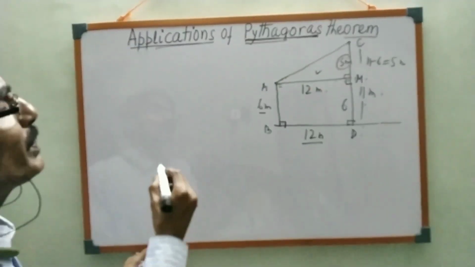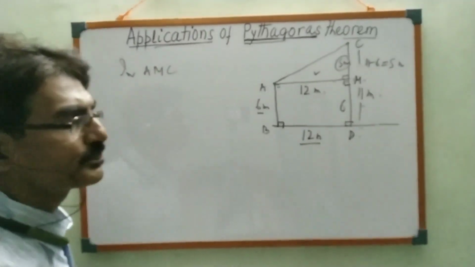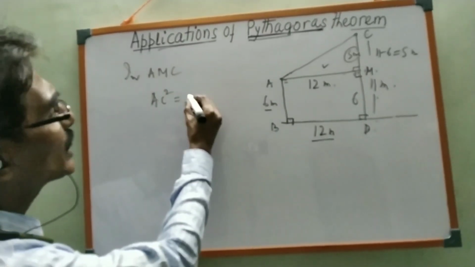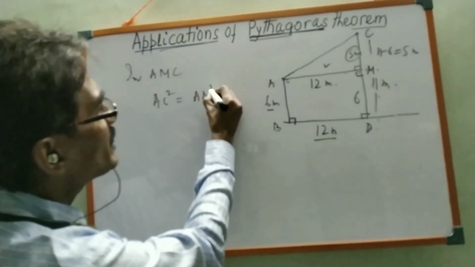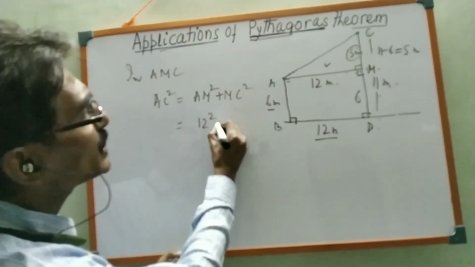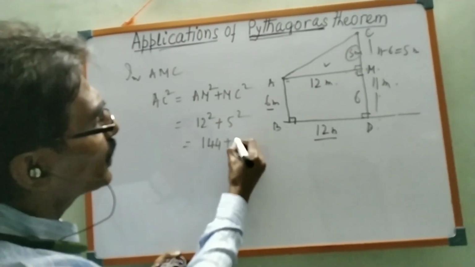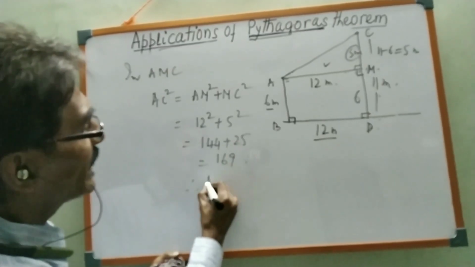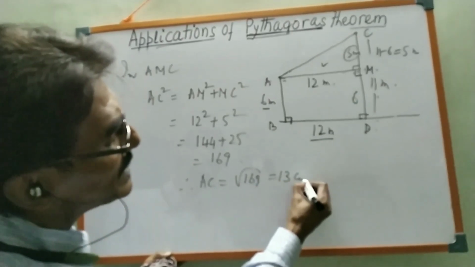Now if we apply Pythagoras in triangle AMC: AC square, the hypotenuse square, equals the sum of the squares of the other two sides, that is AM square plus MC square. Substitute the values: 12 square plus 5 square. 12 square is 144, plus 25 is 169, and therefore AC equals root over 169, that is 13.